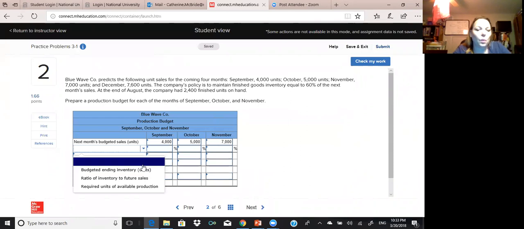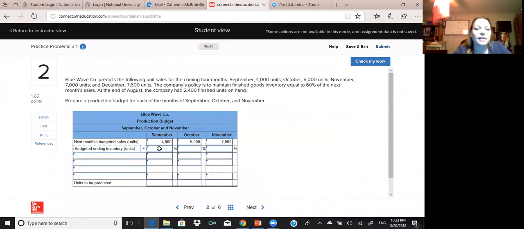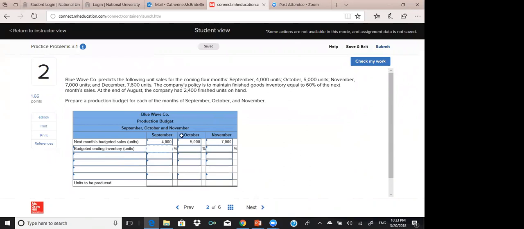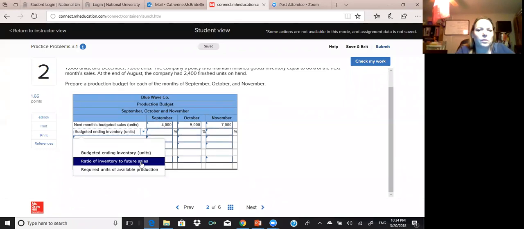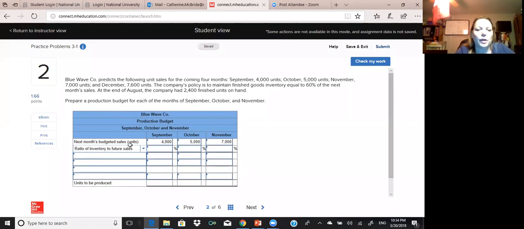Now we have to know, what do we plan to have in ending inventory? It says next month's budget sale. So we need to put October's budget on September. Ratio of inventory to future sales? No, wait, what do they tell us? Oh, okay. The company policy is to maintain finished goods inventory equal to 60% of the next month's sales.